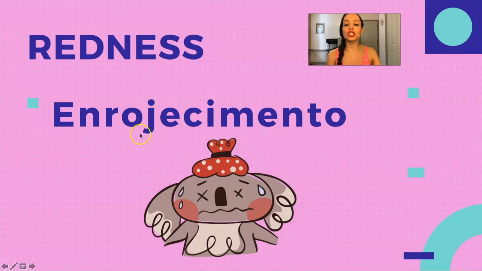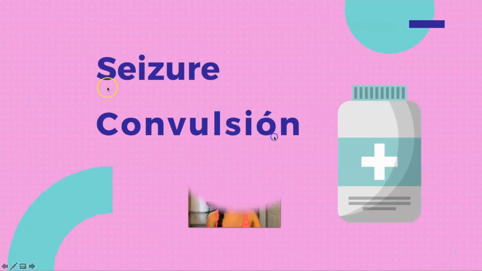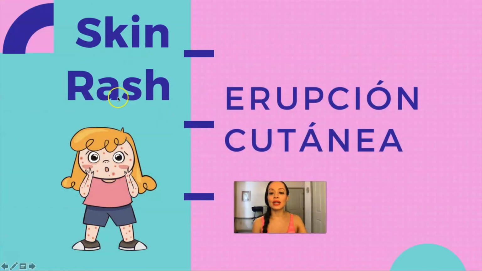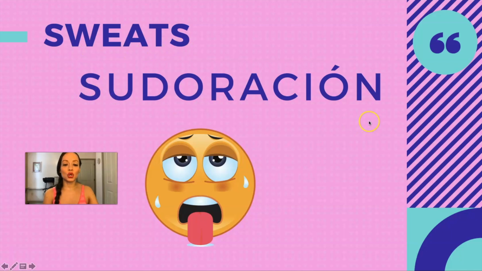In Spanish, the J is almost an H sound. So when you see a J, you say ha, or whatever follows next. For example, my dad's name in Spanish is Jaime, spelled J-A-I-M-E. So when you see a J in Spanish, it's actually pronounced like an H sound. Enrojecimiento. Seizure is convulsión. Short of breath is falta de aire. Skin rash is erupción cutánea.